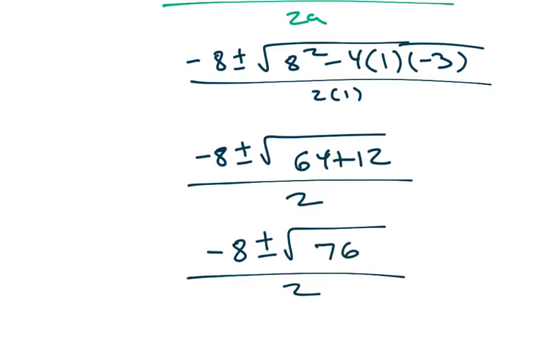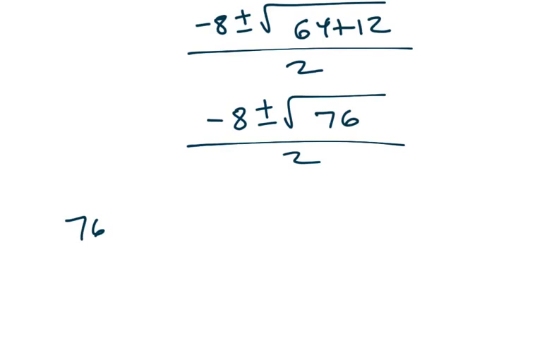76 over 2. Now we have to break down 76, so my advice is to try to find a perfect square in there. So I'm going to go after 4. What I'll do is divide by 4. Now I'm going to be honest with you, when I divide by 4, I don't need to do that. I know 80 divided by 4 is 20, so it's 4 less back, so it's 19.